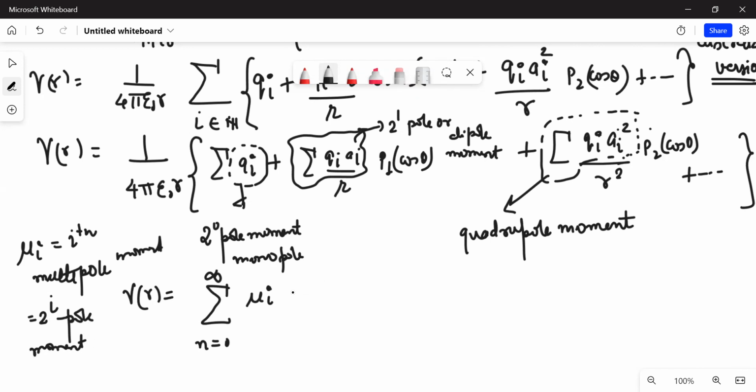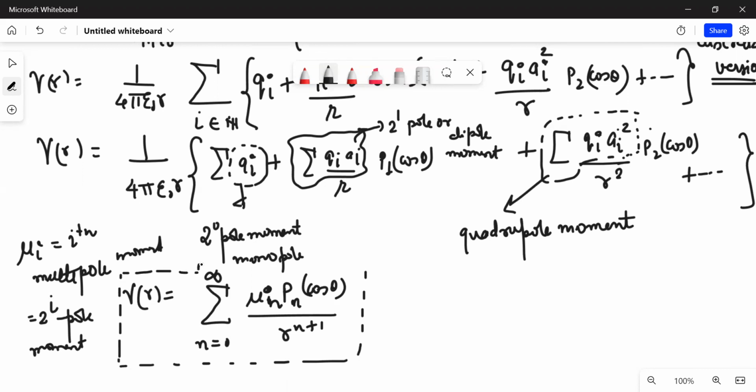And there is some like इसको n ही लिख दो ना, कोई फर्क नहीं पड़ रहा, because first is mu0, second is mu1, third is mu2, so on and so forth. And here I will write simply Pn cos theta, and here I will write r की power n plus 1. Is that clear? ये चीज समझ में आई कि नहीं समझ में आई?